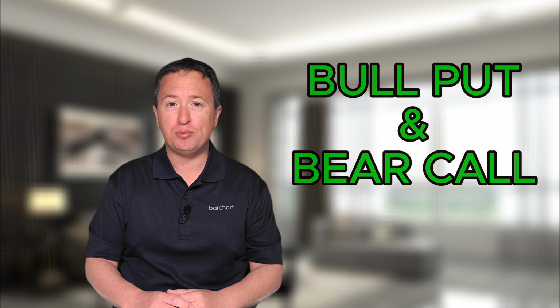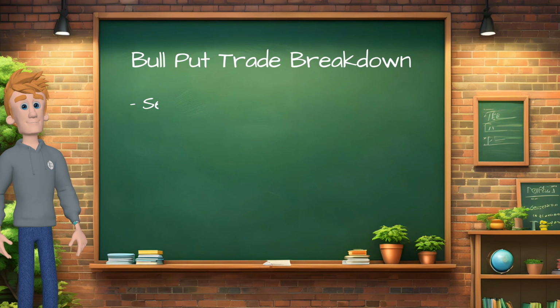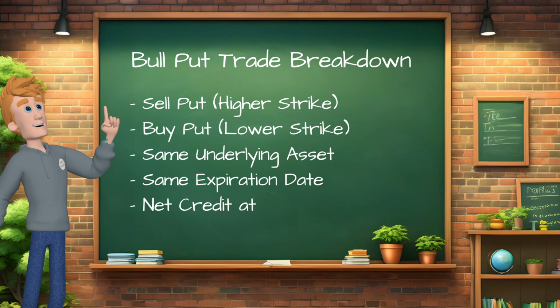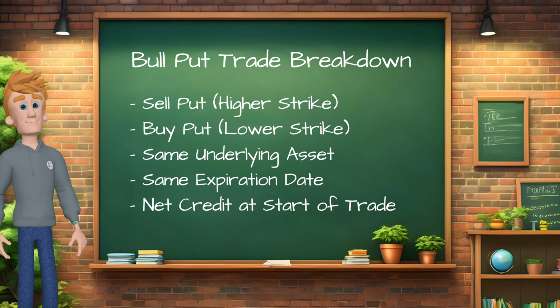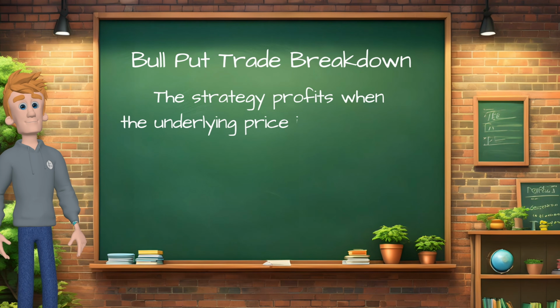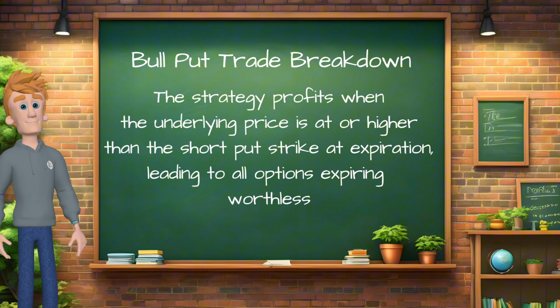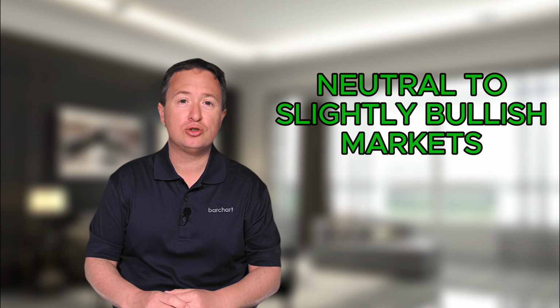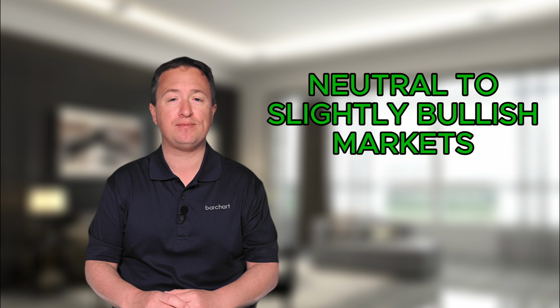Let's start with the bull put spread, which involves selling a put option and then buying another put option at a lower strike price. The strategy's objective is for the underlying asset to trade at or higher than the short put strike at expiration. That way, all trade legs expire worthless. And it's mainly used in neutral to slightly bullish markets.